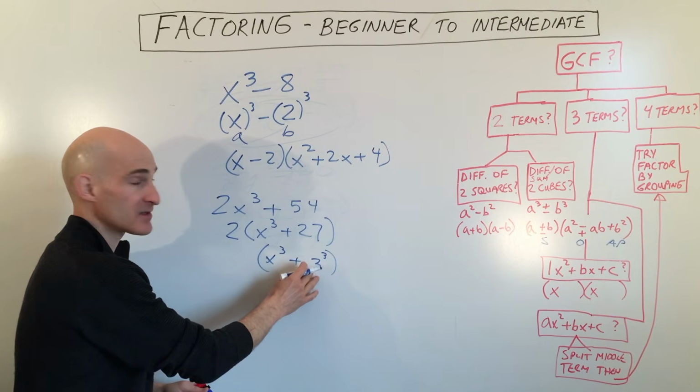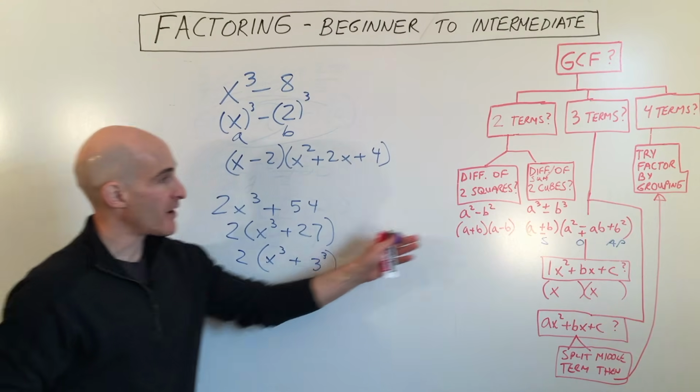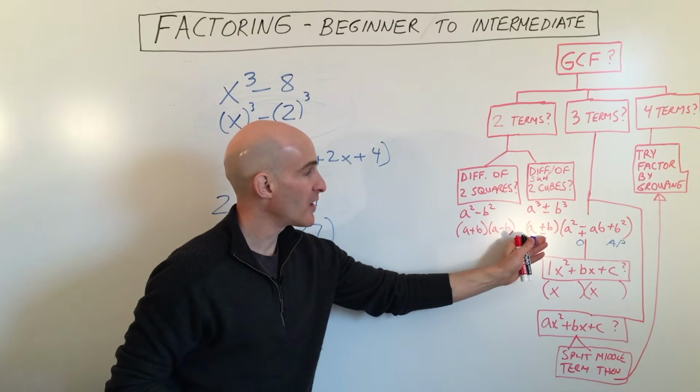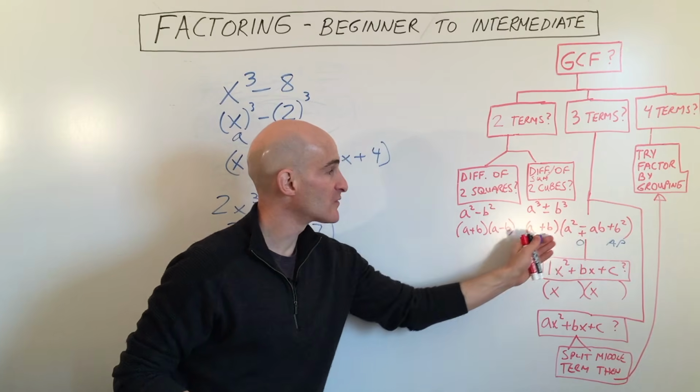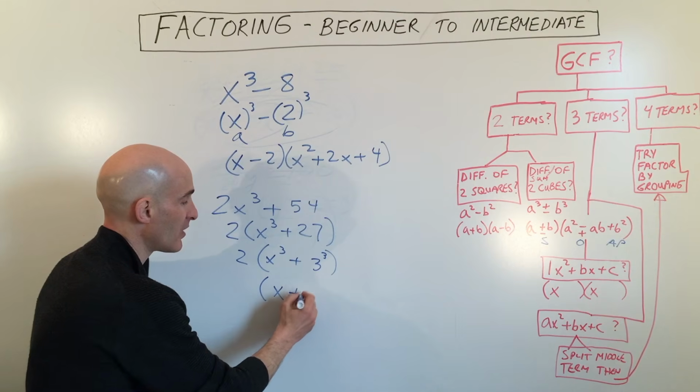So I'm just rewriting this in a different form. Now we can see it's a sum of 2 cubes. So let's go ahead and use our sum of 2 cubes formula. And so we're going to do that now. So this is going to be x plus 3.